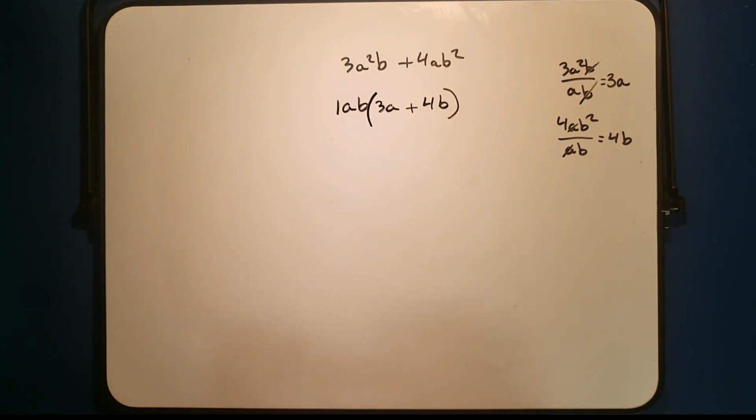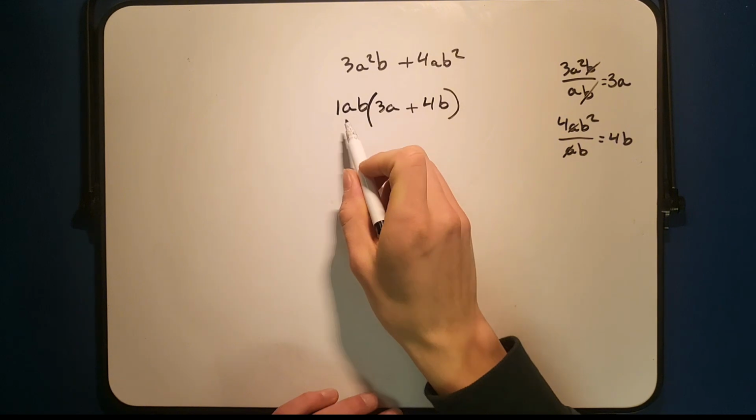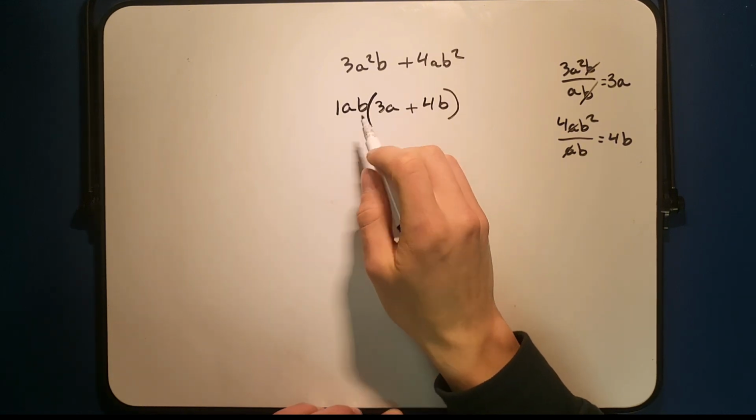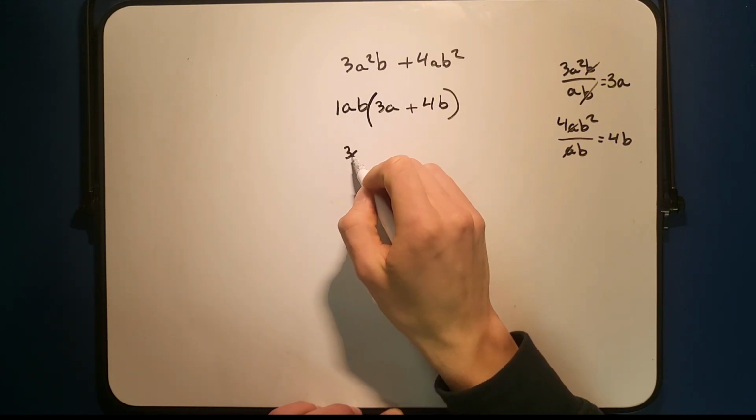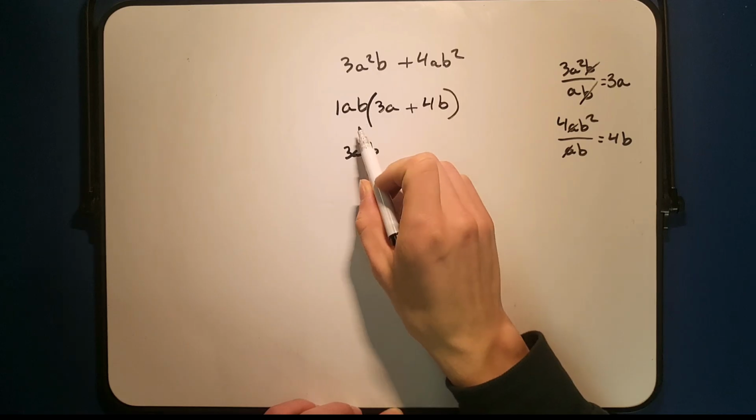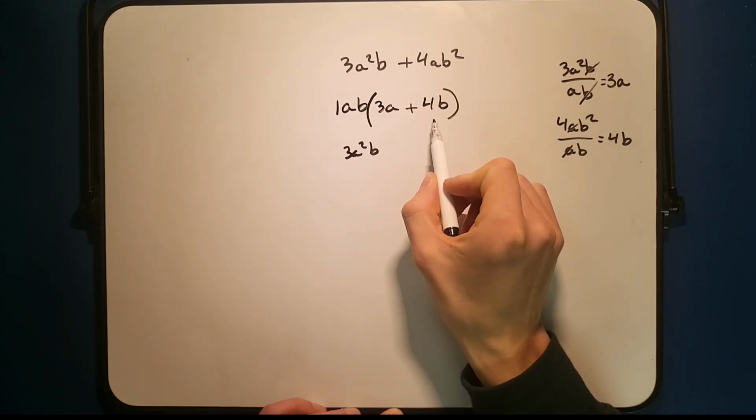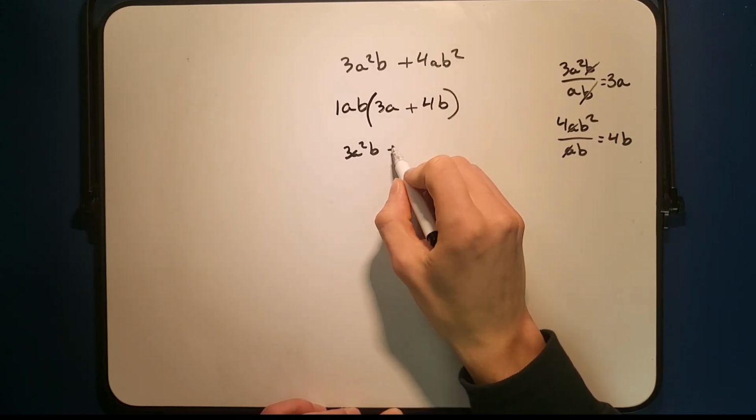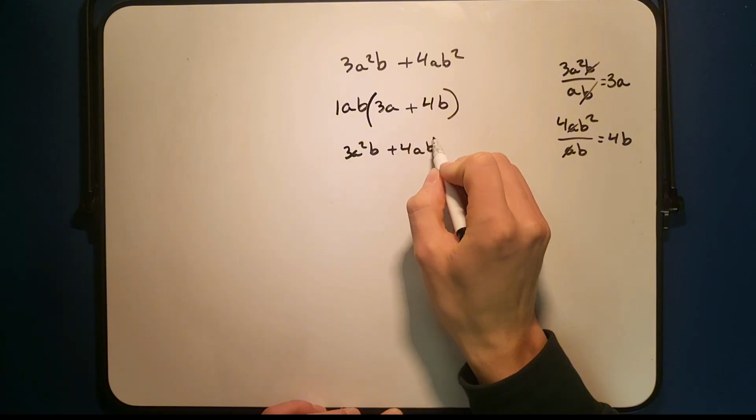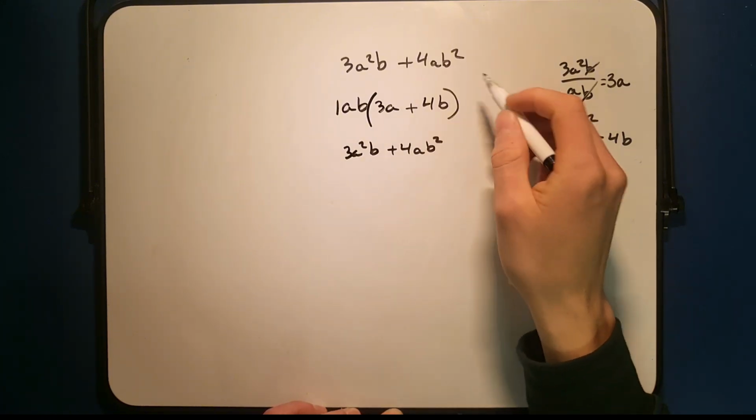And again, we can expand this to prove that it's correct. So 1ab times 3a would give us 3a squared b, and ab times 4b would be 4ab squared, which matches our original expression.